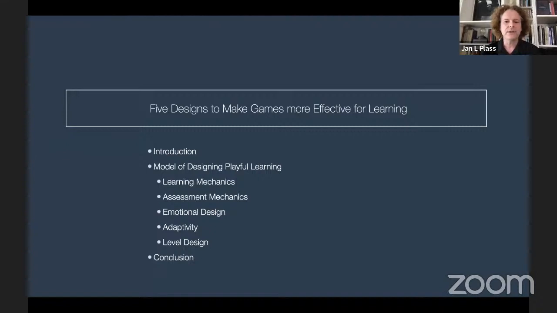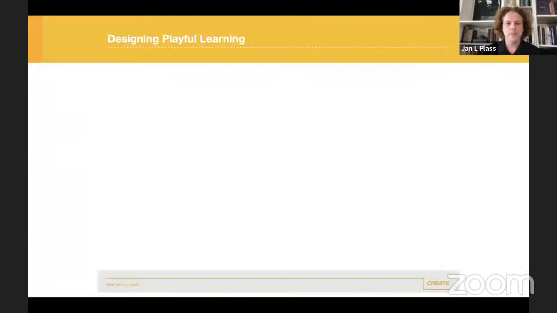So I'd like to briefly talk about a model for the design of playful learning on which our research is based, and then talk about learning mechanics, assessment mechanics, emotional design, adaptivity, and level design. And as you can imagine, in 20 minutes, we can only scratch the surface, but I wanted to give you a survey of what kind of research we have conducted and others have conducted in this area. And the focus is to actually translate that into practical applications.